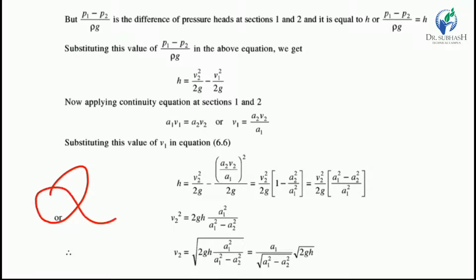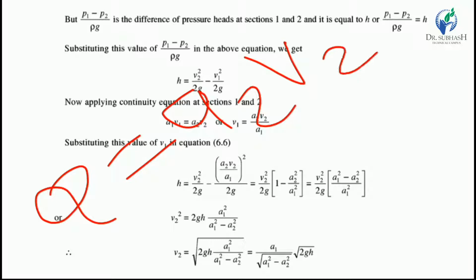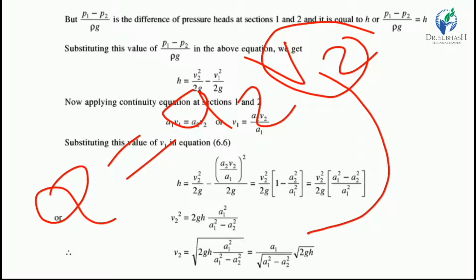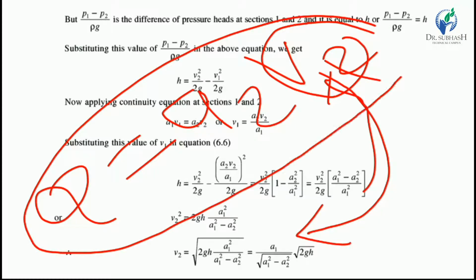Now we know that the discharge is equal to A2 V2, at section 2. So now we have the value of A2, and this V2 value is put into this equation. Then we find out the discharge through the Venturimeter.